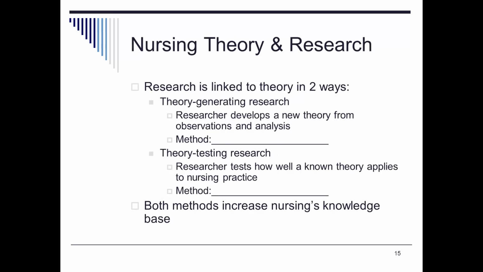Moving on to nursing theory and research. Research is linked to theories in two ways. First, it might be theory generating. In other words, the researcher develops a new type of theory from that. And oftentimes, in terms of method, you will hear people talk about qualitative research, and grounded theory is a method in which the researcher actually develops a theory from what they study.